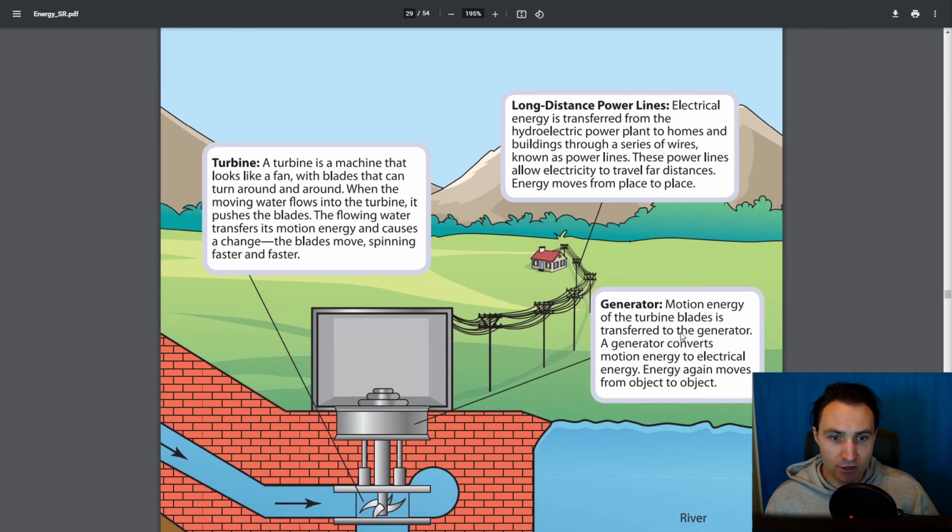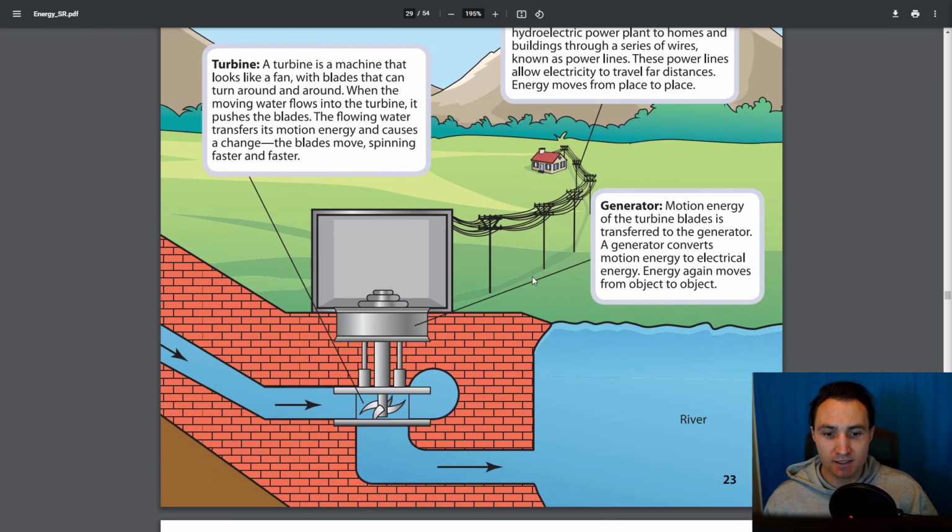And then the generator: the motion energy of the turbine blades is transferred to the generator. A generator converts motion energy to electrical energy. Energy, again, moves from object to object. And then we have these long distance power lines that take this electrical energy and transfer it from place to place, like our homes, schools, and businesses.